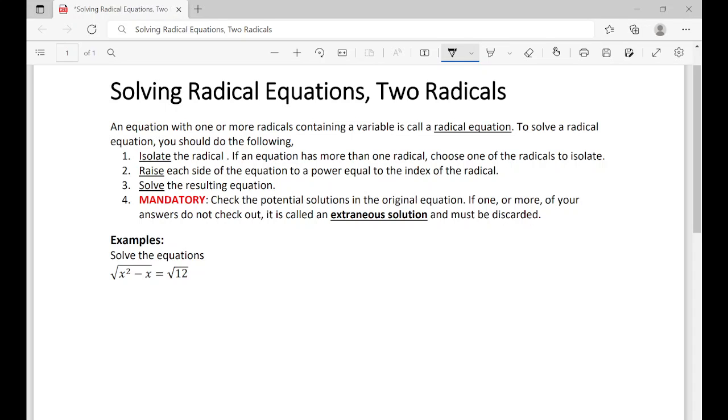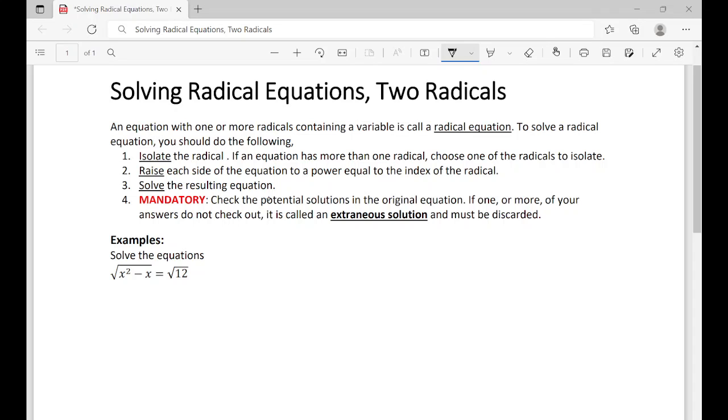An equation with one or more radicals containing a variable is called a radical equation. To solve a radical equation, you should do the following. First, you need to isolate the radical, and if the equation has more than one radical, you need to pick one of the radicals to isolate. Once you've isolated it, you need to raise each side of the equation to a power that's equal to the index of the radical you chose.